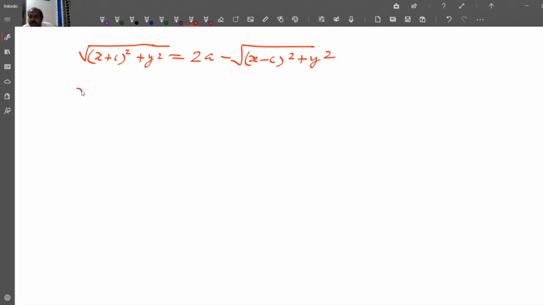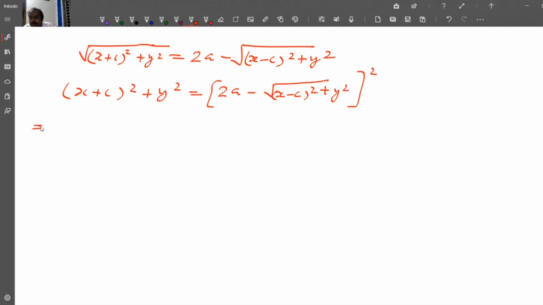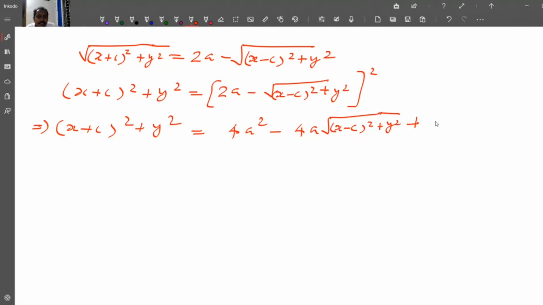On squaring on both sides, we get (x plus c) the whole squared plus y squared equal to (2a minus the square root of (x minus c) the whole squared plus y squared) the whole squared. So this implies (x plus c) the whole squared plus y squared is equal to 4a squared minus 4a times the square root of (x minus c) the whole squared plus y squared, plus (x minus c) the whole squared plus y squared.